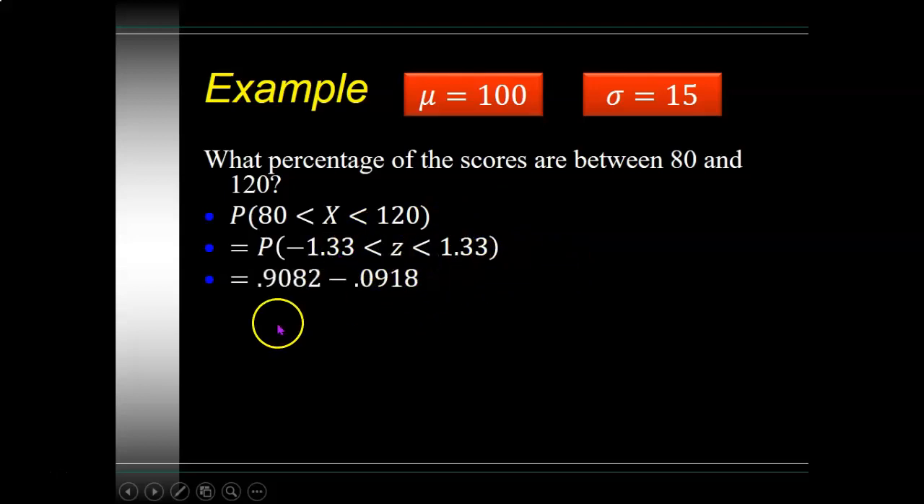You look those up on the table and subtract what you get, 0.9082 minus 0.0918, and you get your final answer of 0.8164, or 81.64%.